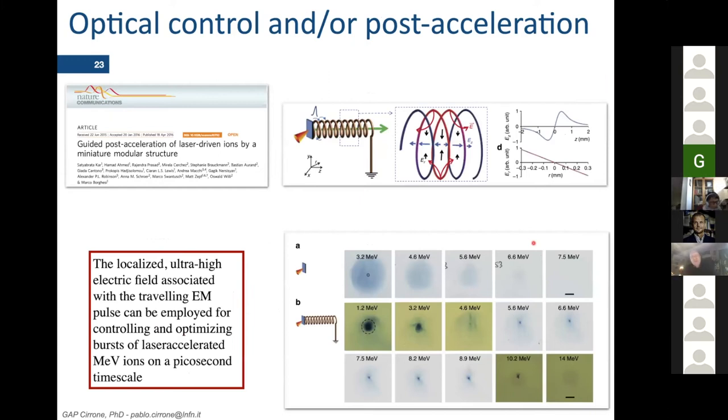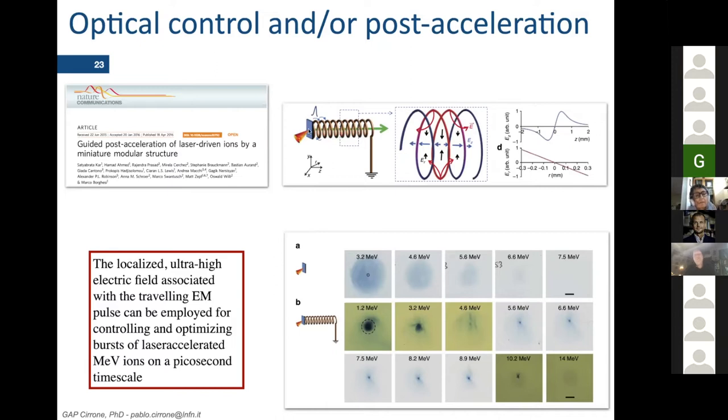Finally, you can also have some optical control or some post acceleration. This is a nice work that was done four years ago by our colleagues in the UK. They basically constructed a target that is made of a flat part with some, you see here, like a spring that is connected directly to the target.